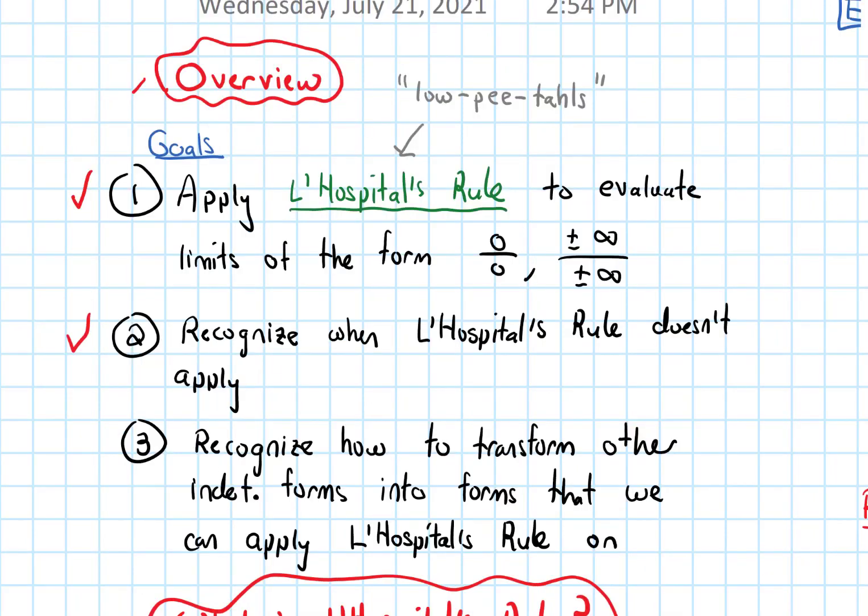All right, in terms of our goals, we finished our last goal for this section, which is that over the last few videos, we've talked about how we can transform other types of indeterminate forms into forms that we can actually apply L'Hopital's rule on.